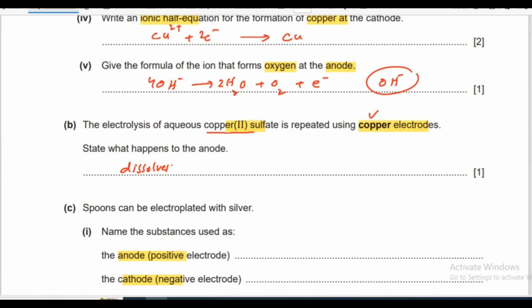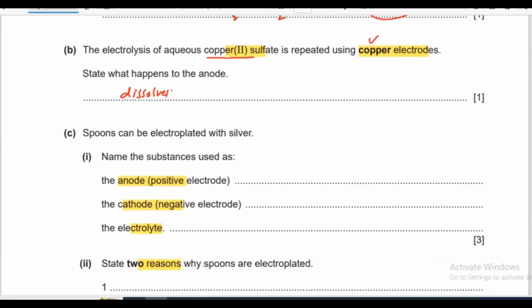Spoons can be electroplated with silver. Name the substances used as the anode, the positive electrode. The anode should be the metal to be deposited. Because we're doing silver plating, silver is deposited. So the anode must be made up of the metal to be deposited, silver.